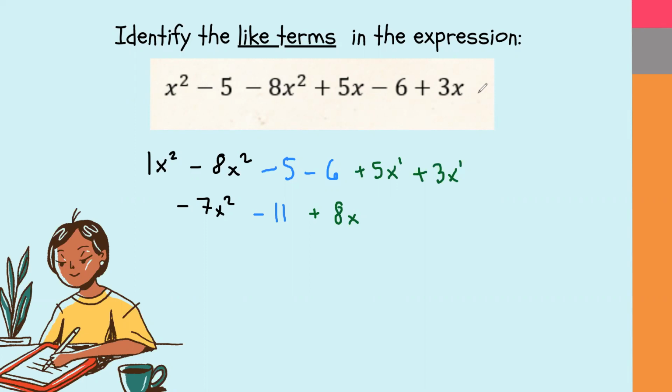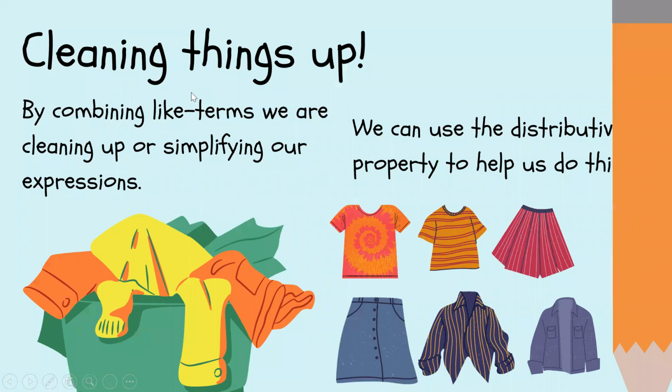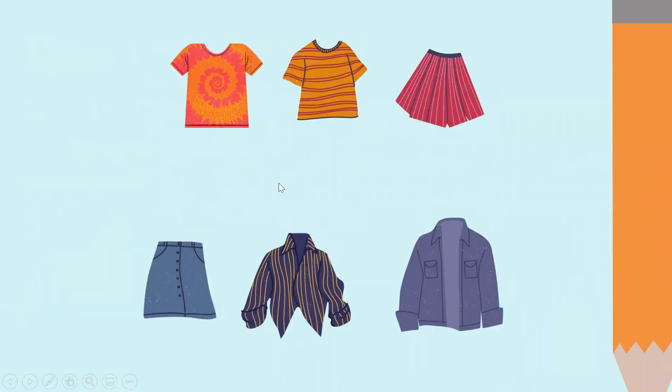So let's continue. So we're going to be cleaning things up. By combining like terms, we are cleaning up, we're simplifying our expression. And we can use the distributive property to help us do this. So think of it as you sorting laundry, and we're combining our like clothing. That is what we're doing when we're combining like terms. We're putting things that look the same together. So let's go ahead and continue.